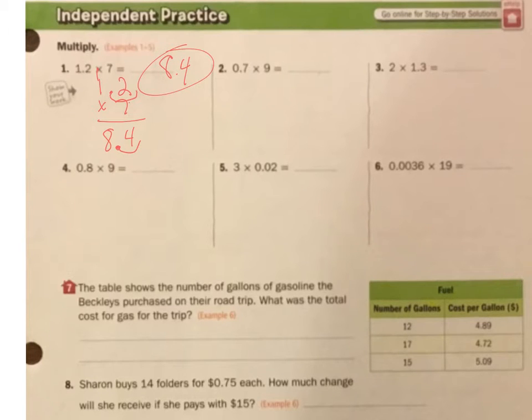Okay. Number 2, I have 0.7 times 9. 9 times 7 is just a fact, 63. I come out once, I gotta go in 1. 6.3.